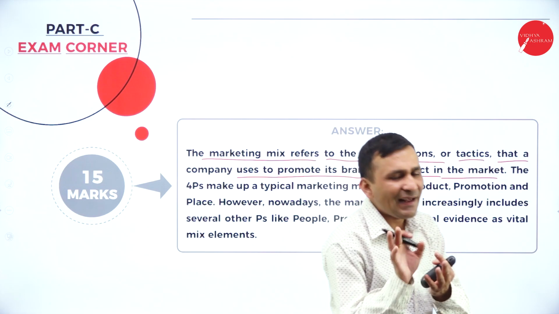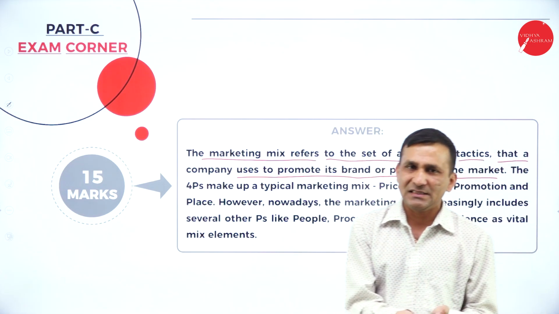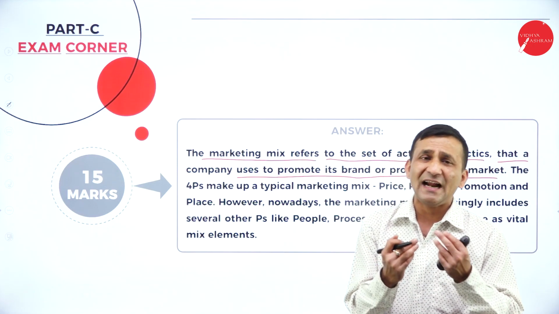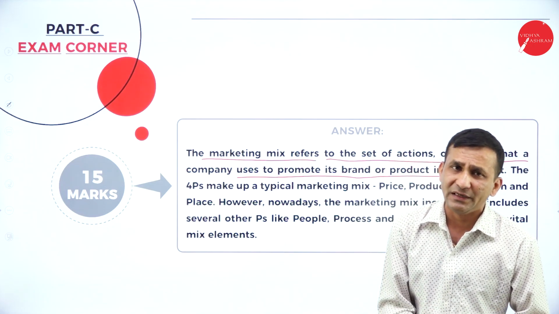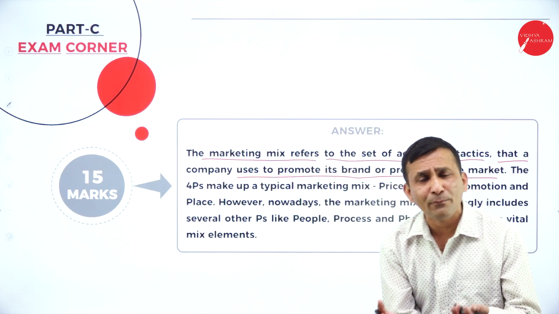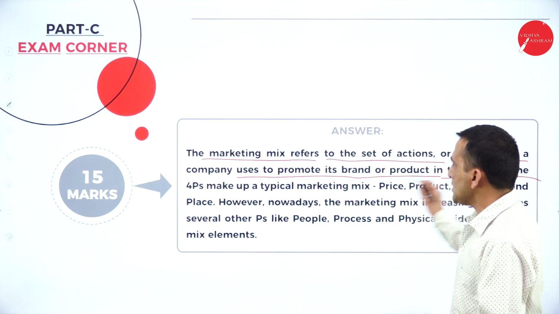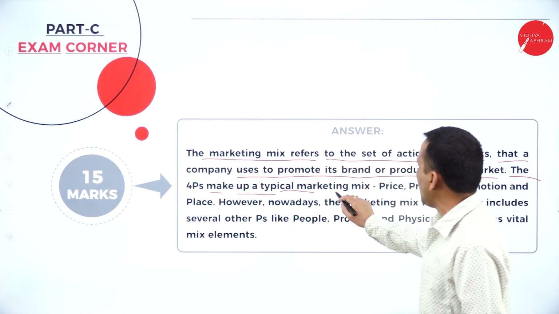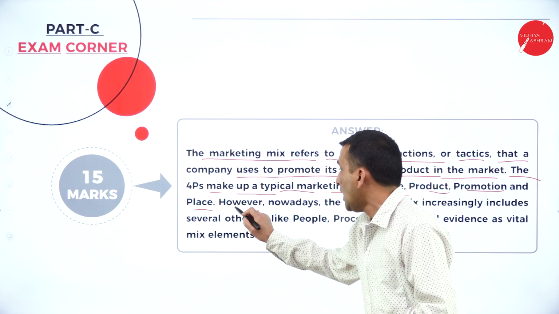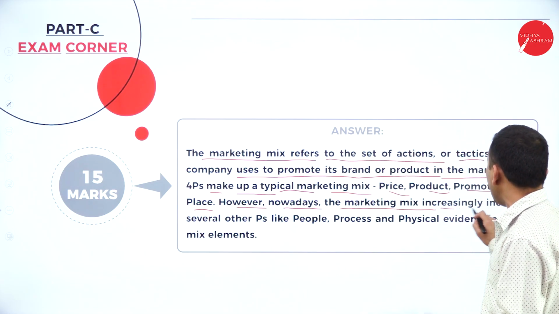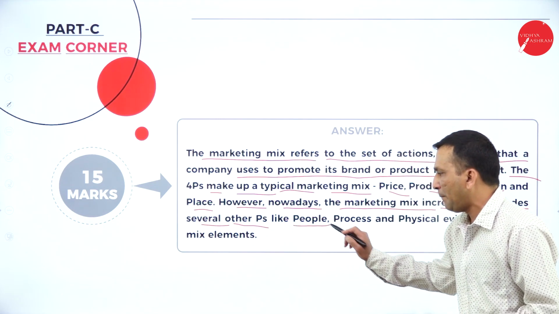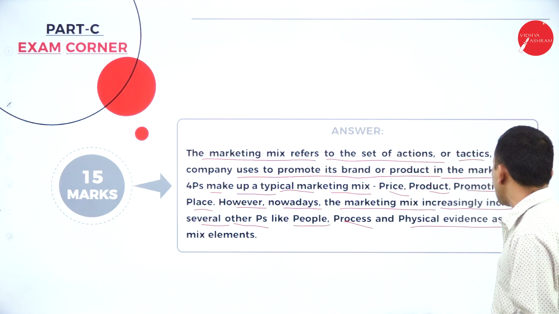If there is a product, of course there is a price. If there is a price, of course the consumers want to get the right platform, that is nothing but your place. Now consumers will get to know about your product with the help of promotion. So the 4 P's make up the typical marketing mix: product, price, place and promotion. However, nowadays the marketing mix increasingly includes 7 P's. What are the additional P's? People, process and physical evidence.